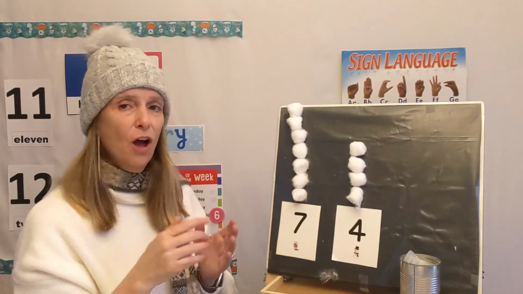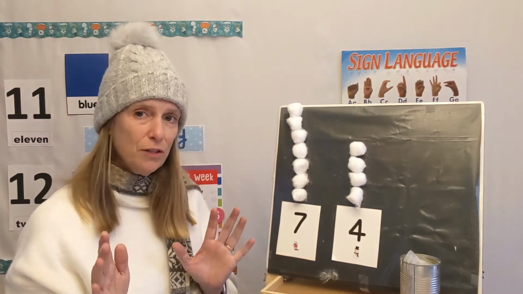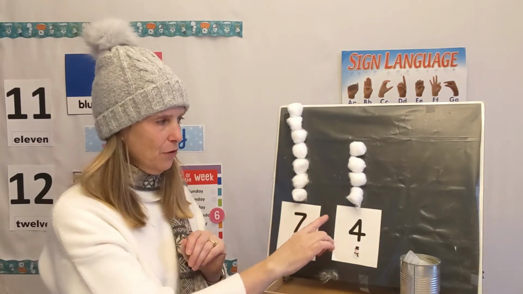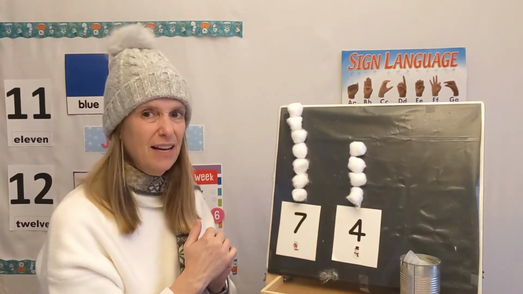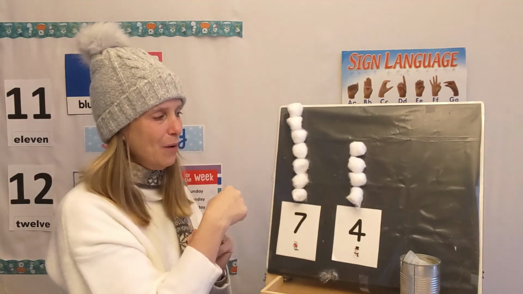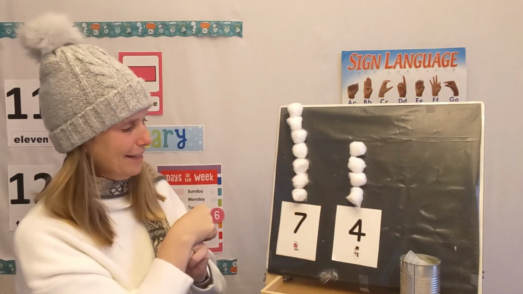That one keeps going. All right, last question. Which snowman has less snowballs in it? The 7 or the 4? Which one has less? The 4 is less than 7. See how the 7 is higher and it keeps going? This is less than 7.